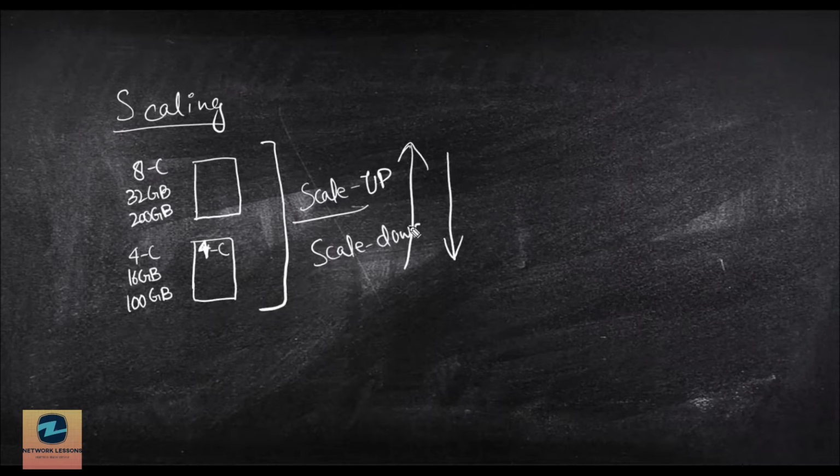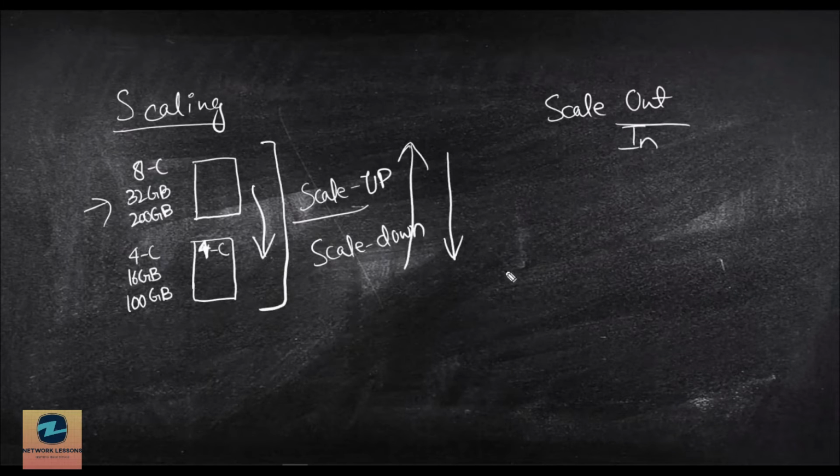Now you don't need this much compute power or RAM, so you scale down. You change the instance type back to the old one. This is scale up, scale down. Now another one is scale out and scale in, right? Out and in.